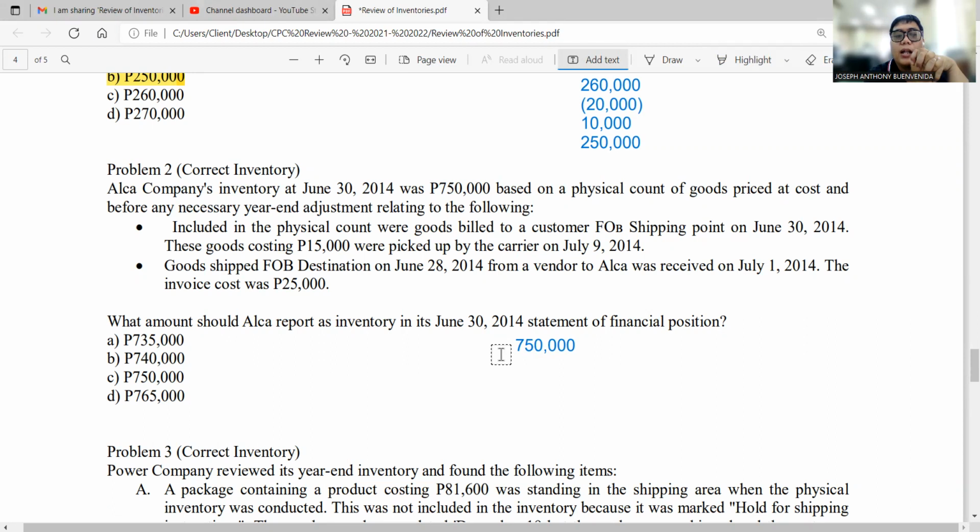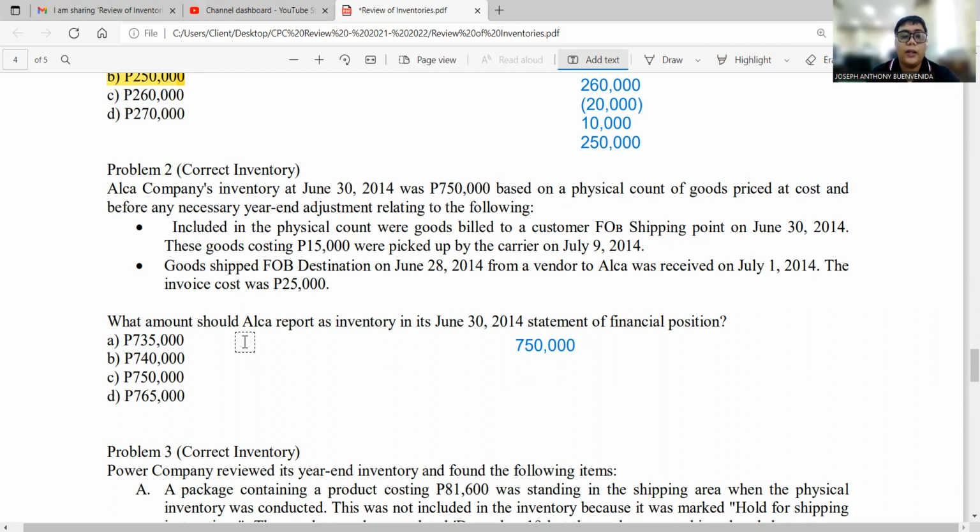Another, FOB destination on June 28, 2014 from a vendor to Alka. It was received on July 1, 2014. The invoice cost was 25,000. So the question, we received it on July 1, is it included or not? Not included. Meaning, it is still FOB destination from the seller, and we are the buyer. So it is correct that we did not include it, because it is not yet part of what should be our inventory.